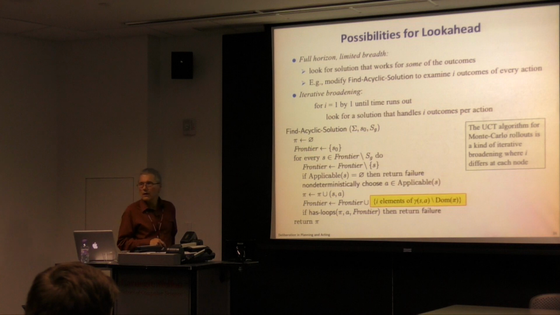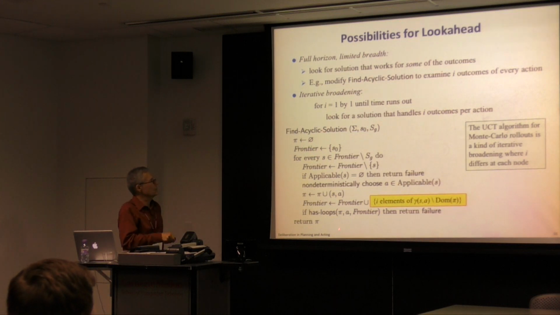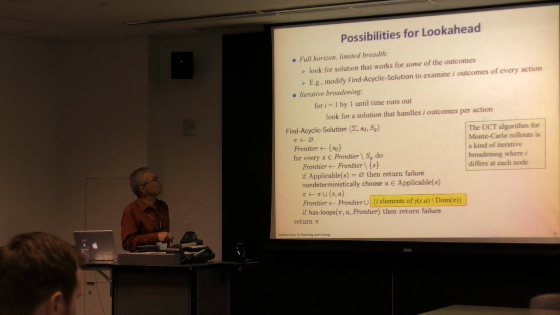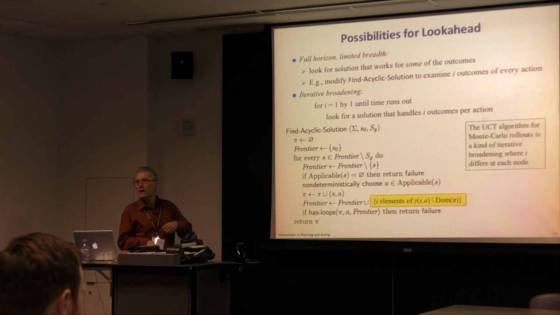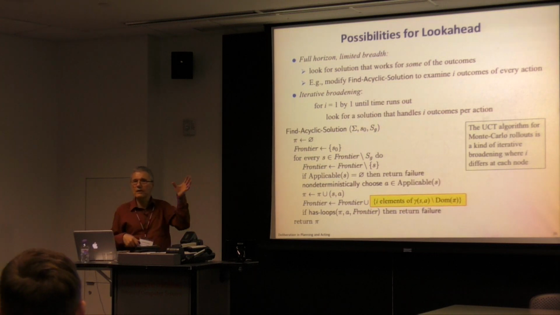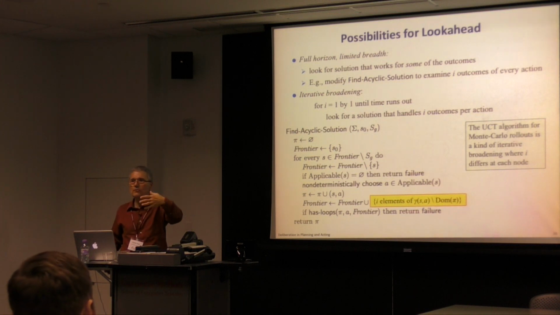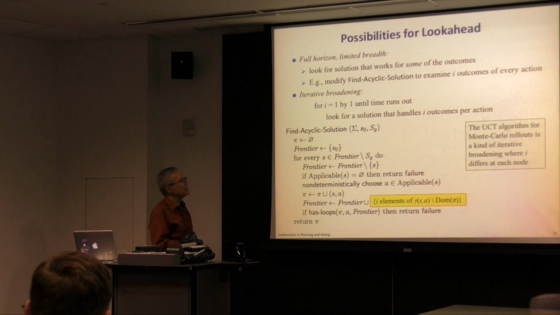Iterative broadening is an algorithm that you can do that makes use of this. You run this successively with I equals 1, I equals 2, I equals 3, and so on until you run out of time. And so each time you do, you presumably get a little bit better plan.